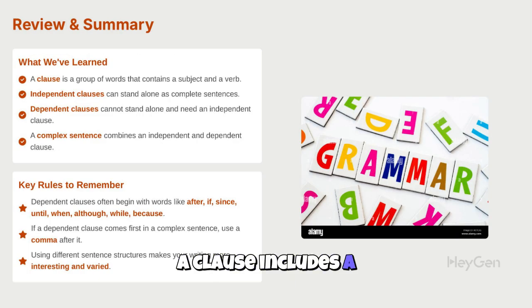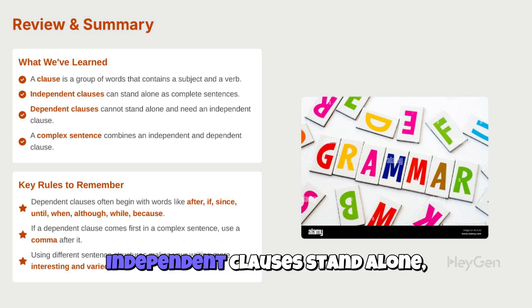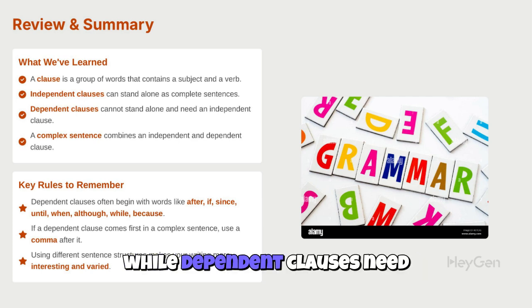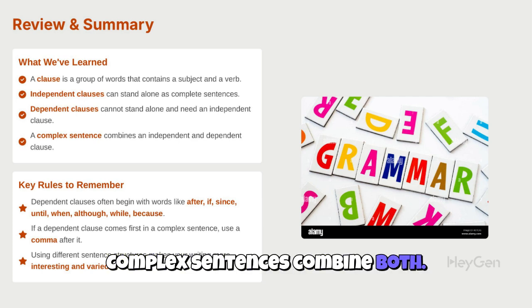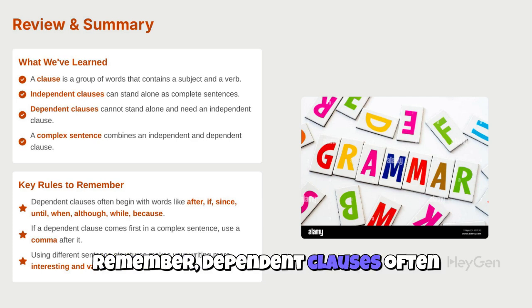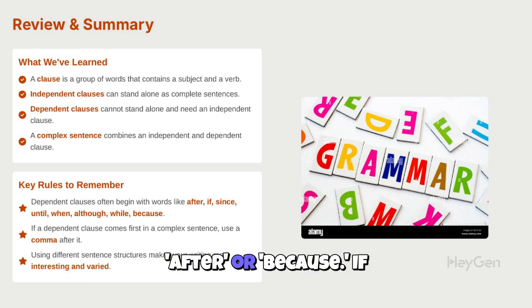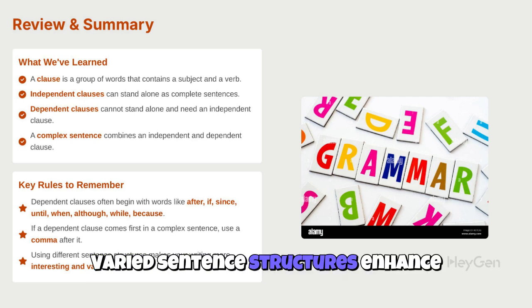A clause includes a subject and a verb. Independent clauses stand alone, while dependent clauses need an independent clause. Complex sentences combine both. Remember, dependent clauses often start with words like after or because. If a dependent clause begins a sentence, follow it with a comma. Varied sentence structures enhance writing.